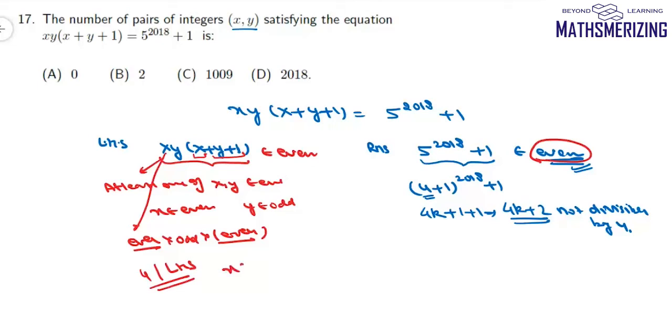Now suppose x is even and y is even. Suppose both the numbers are even. Then x into y again will be divisible by 4. So for any possibility of x and y, this left hand side will always be divisible by 4, and this right hand side is not divisible by 4. So that means the left hand side can never be equal to the right hand side. So the number of pairs of integers satisfying the equation will be simply 0. So there is no solution to this equation.